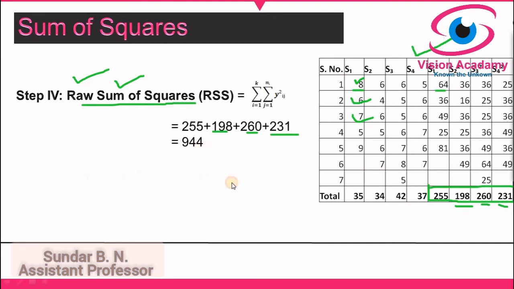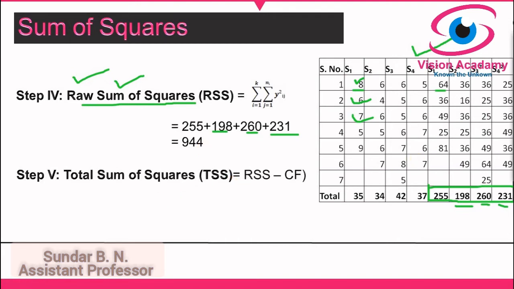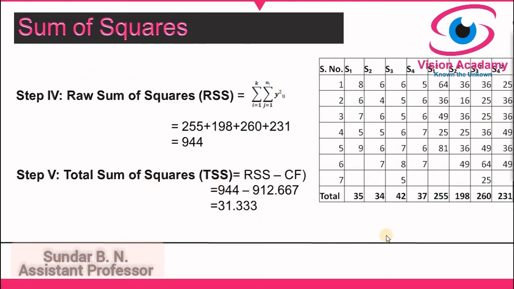Then let's go to the fifth step, that is the total sum of squares. The formula for TSS is raw sum of squares minus correction factor. The raw sum of squares we have already calculated, 944, and the correction factor we have calculated in the third step, that is 912.667. So when we subtract 912.667 from 944, we got the total sum of squares in this example as 31.33333. So in this way we have found the total sum of squares. Then let us move to the next step.